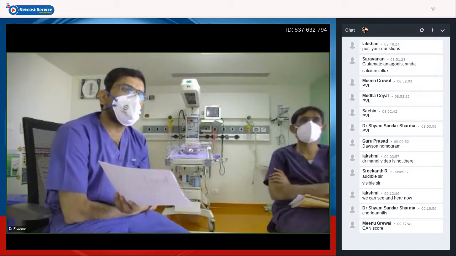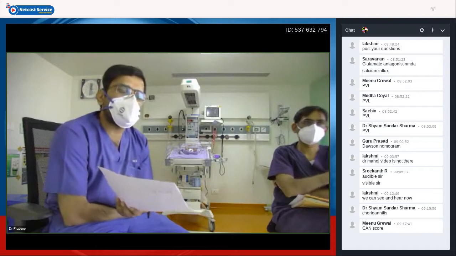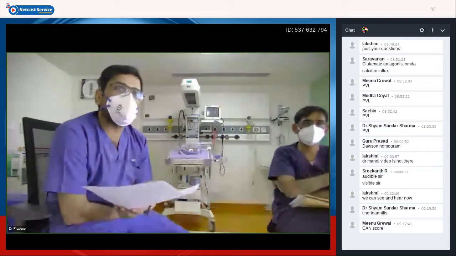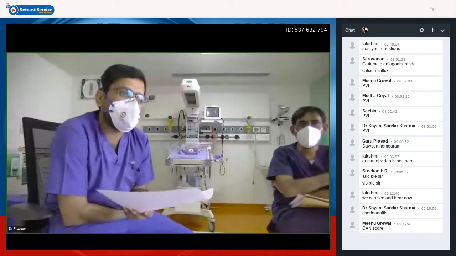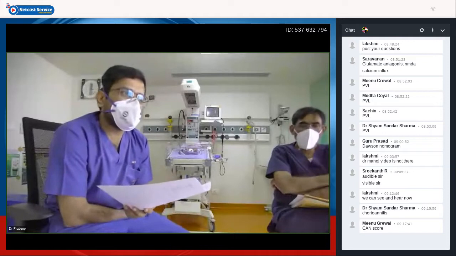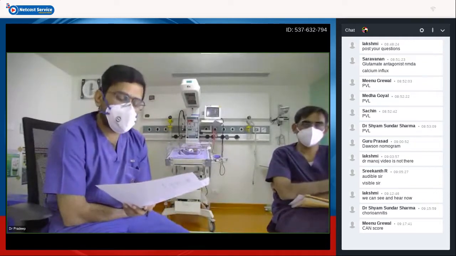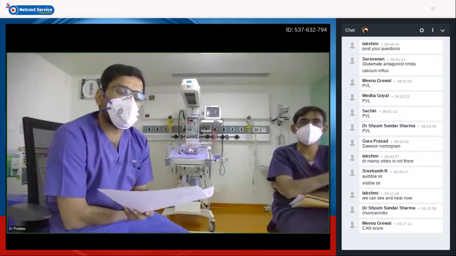Based on the requirement at 36 weeks of gestation, we can grade the CLD, sir. If the baby is on respiratory support at day 28 and there is no oxygen requirement at 36 weeks of gestation, we will classify them as mild. If it is from 21 to 30%, we will classify them as moderate, and anything more than 30, we will classify them as severe.